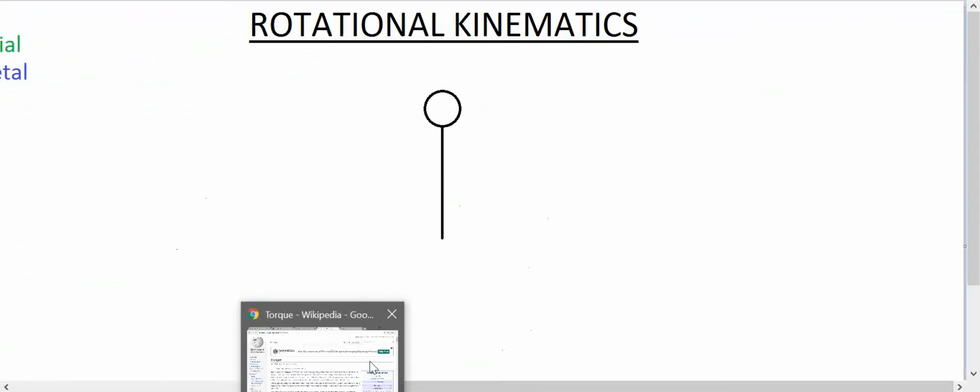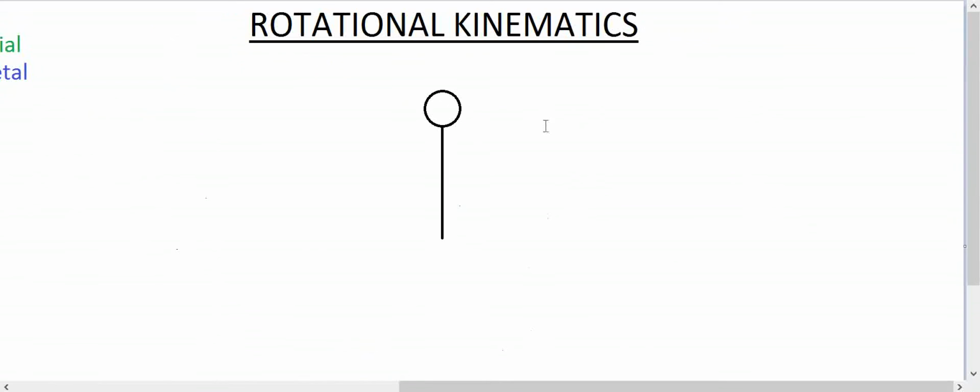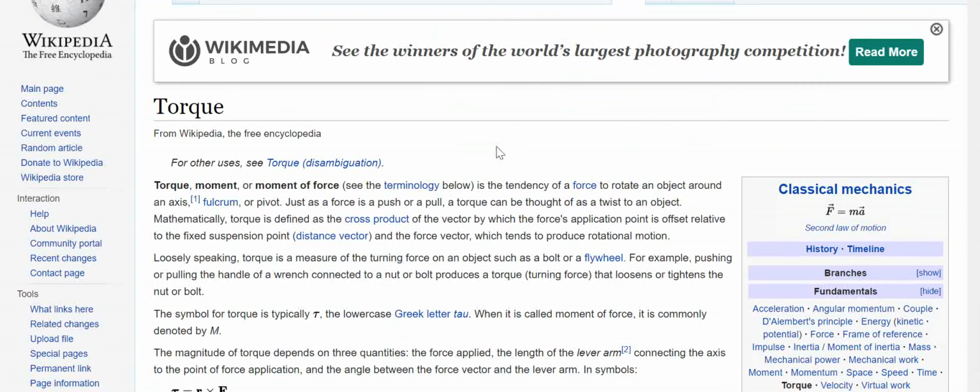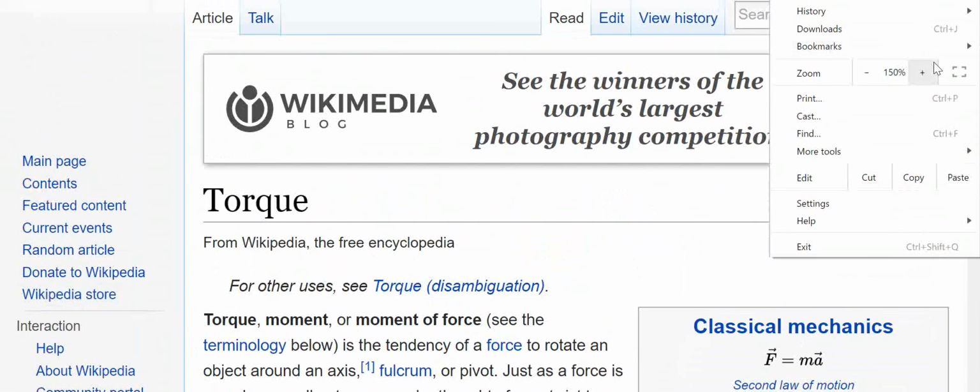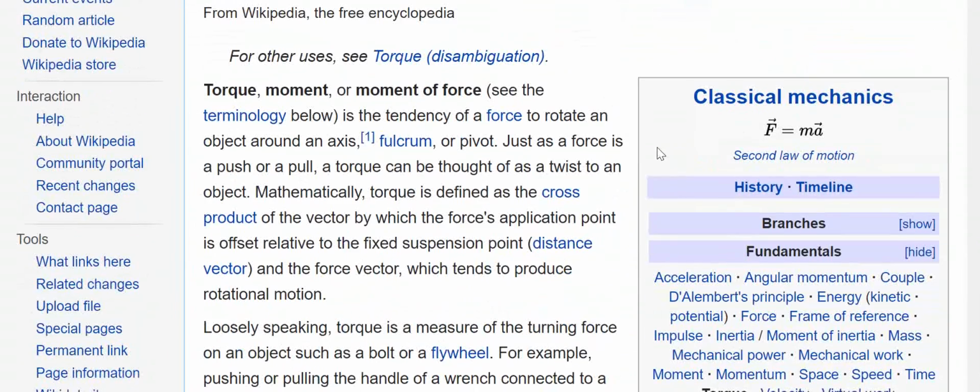Torque, let me spell it out for you first. Torque. Make note of this word, torque. If you go to Wikipedia and search torque, you will find it says: torque, moment or moment of force, is the tendency of a force to rotate an object around an axis, fulcrum, or pivot. Just as a force is a push or pull, a torque can be thought of as a twist to an object. Mathematically, and so on.